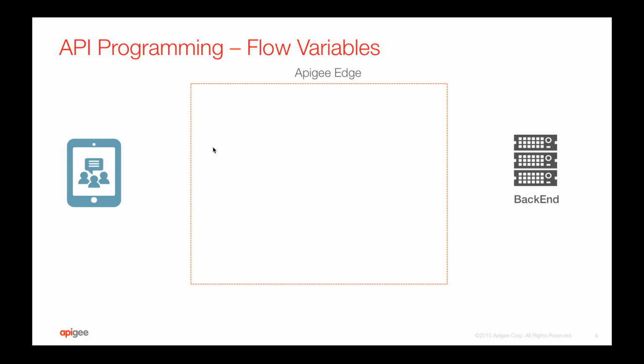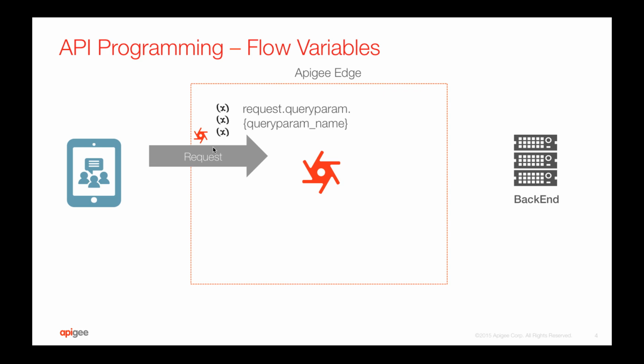Let's say there is a backend and there is a client and the API flows through an Apigee Edge. So whenever an API flows through Apigee Edge, Apigee automatically populates many flow variables that you can use to change how API works before you send the API request to the backend. For example, you can read a query param in Apigee Edge that is sent using request.queryParam.queryParamName flow variable.